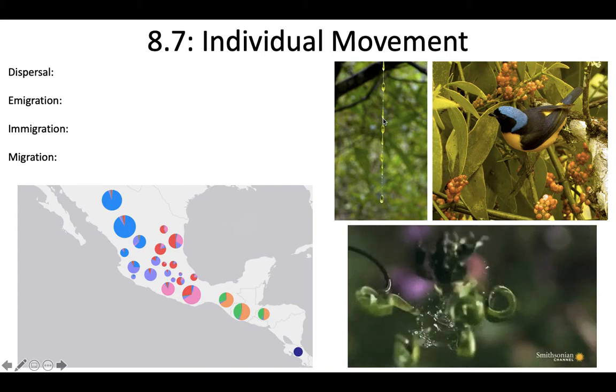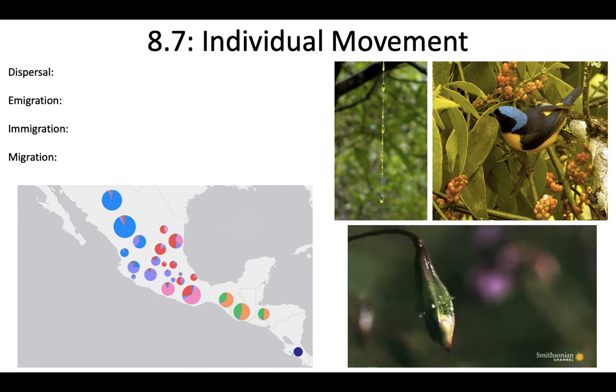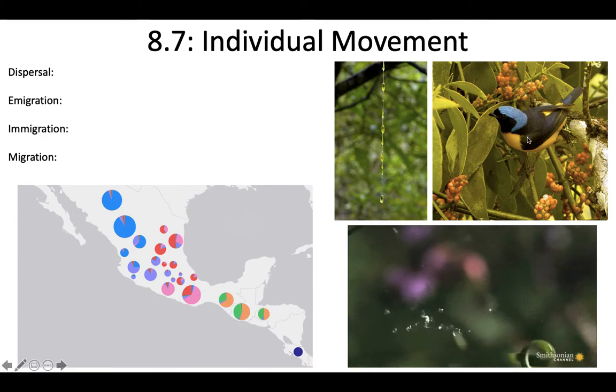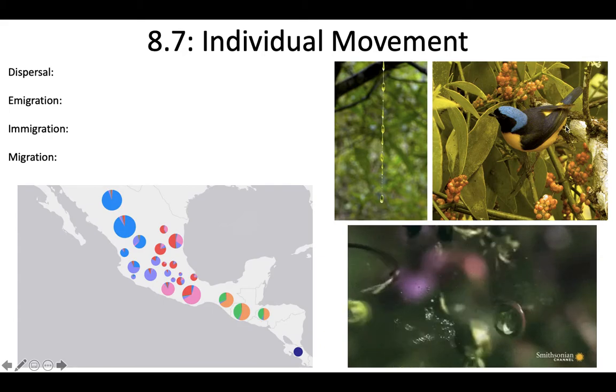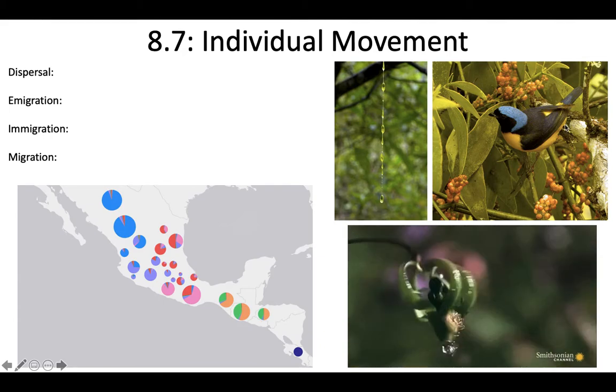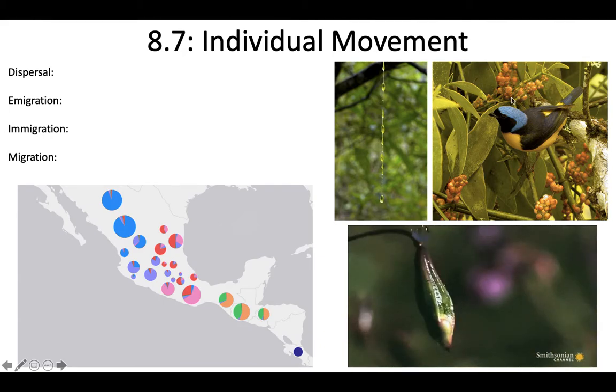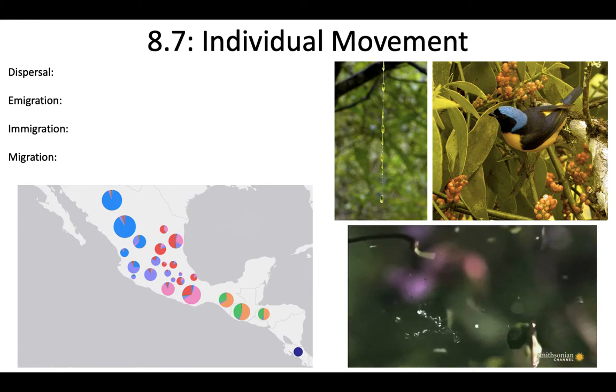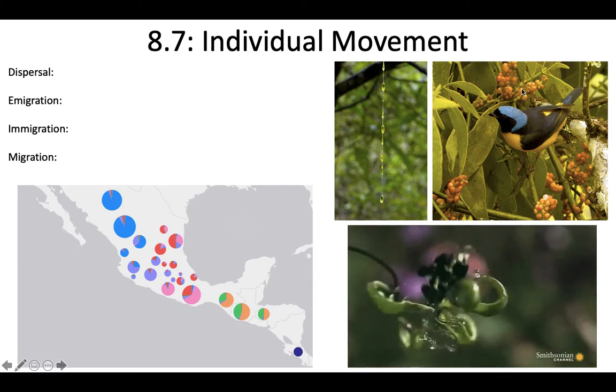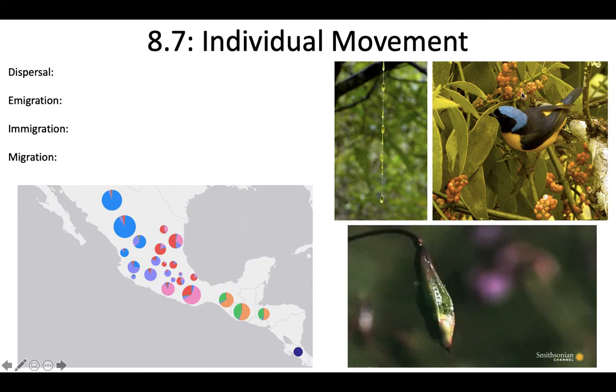Some plants require seed dispersers. So this is a mistletoe bird. I think it's wiping its butt in this picture. Mistletoe is a parasitic plant. I think I'm going to talk about these again later on. Mistletoe is a parasitic plant that requires birds to eat its seeds to move.